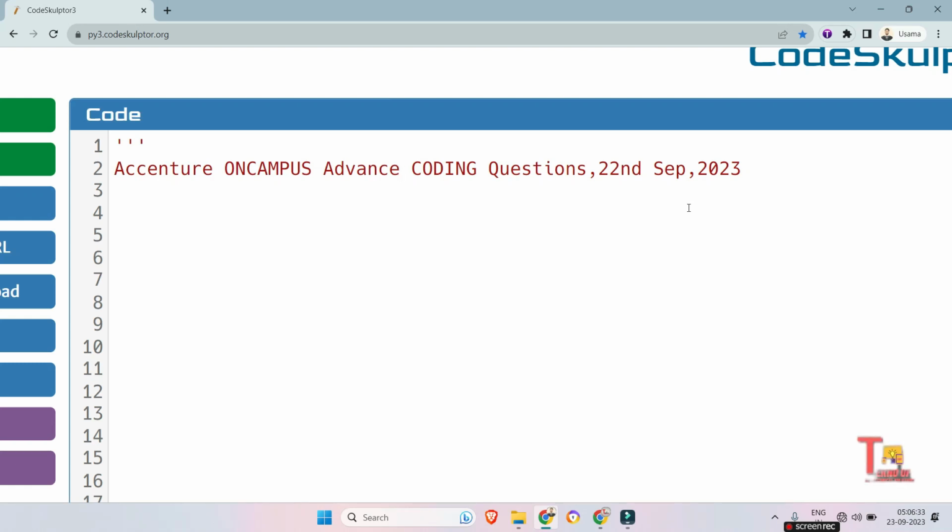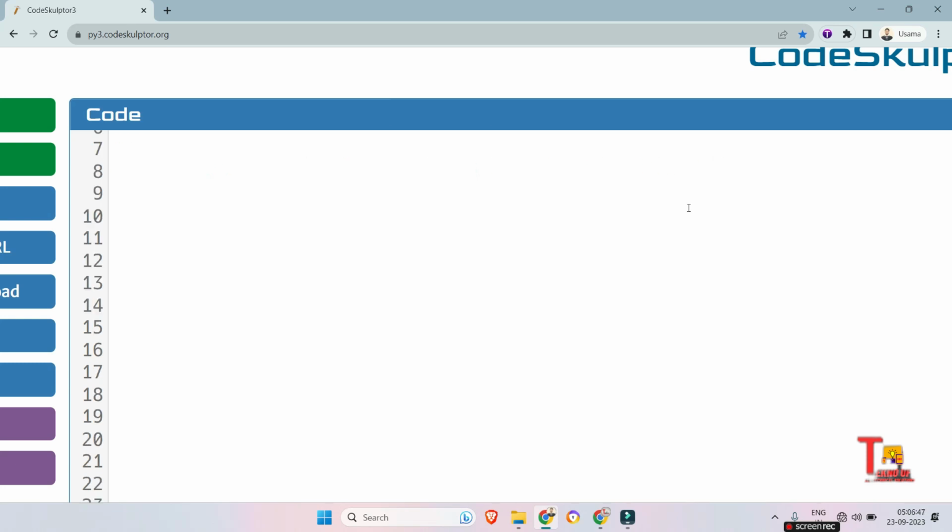Accenture has been asking advanced coding problems, mainly from dynamic programming, or questions based on subsequences or substrings. On 22nd September, they asked a quite similar problem. So let's see what that was.